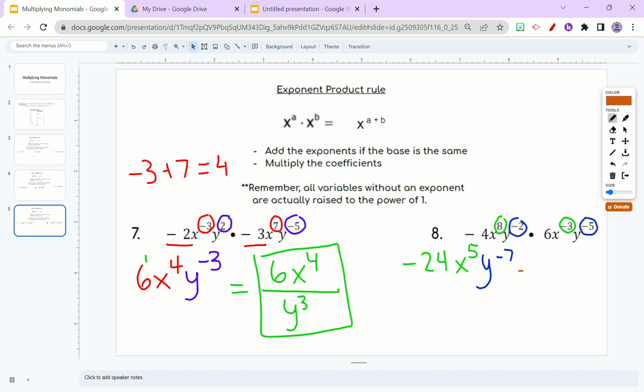So when we turn this so that they have positive exponents, our numerator again has the numbers and the bases that are raised to the positive powers, and the denominator has the negative powers. So negative 24 is raised to a positive 1. Doesn't matter that it's negative 24. What matters is the exponent. The exponent is a positive 1. So that's in the numerator. We have x to the 5th also in the numerator because 5 is positive. And then y to the negative 7. Now in order to turn this positive, we are going to put it in the denominator. And that is our answer. Negative 24, x to the 5th, over y to the 7th.